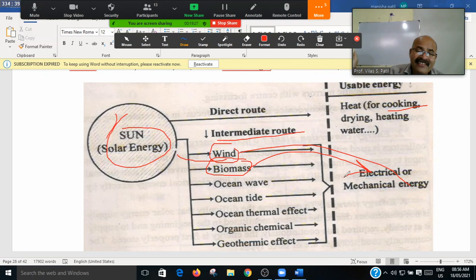The waves are periodic on the ocean surface, and this periodic motion of the ocean waves is used to rotate the fans. Due to that, mechanical energy is produced, and that mechanical energy is used to rotate the turbine, which converts the mechanical energy into electrical energy. In this way, the ocean waves are used to create electrical energy.